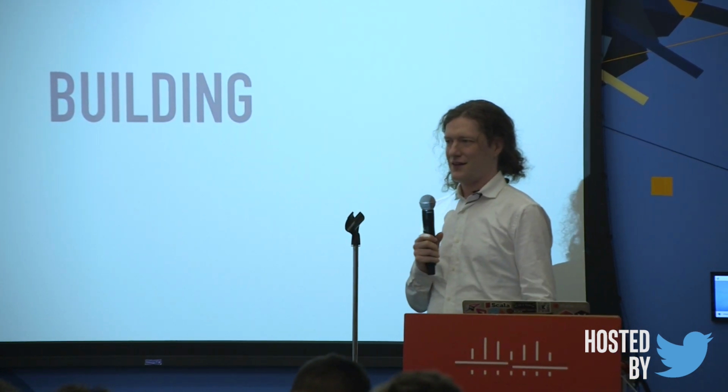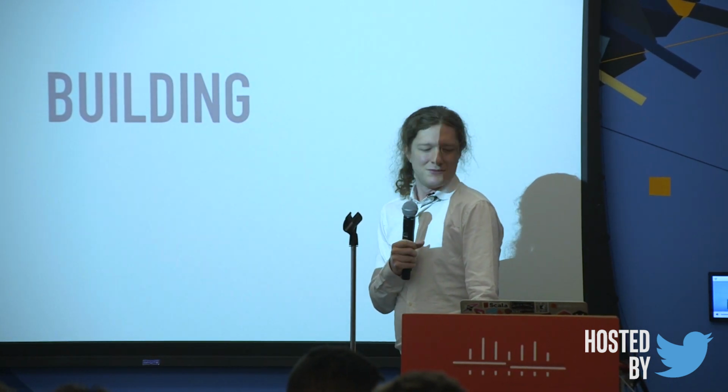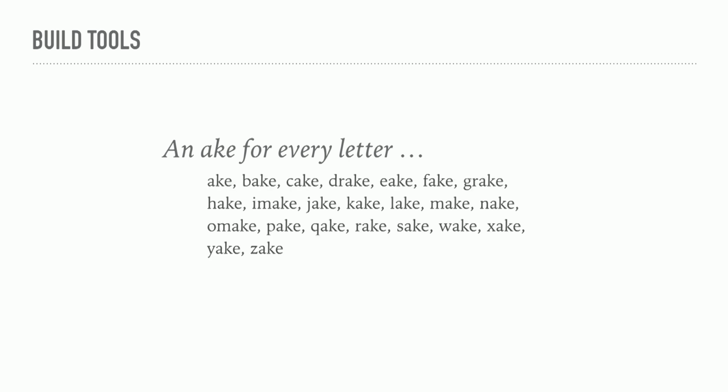So to get working software, you don't just compile it, you put it together to create releasable artifacts. And that involves many steps, such as dependency management. So let's have a look at build tools. Developers in general don't seem very happy with their build tools, as evidenced by the fact that there's one for every letter of the alphabet that ends in ake. And these are just the ones ending in ake.